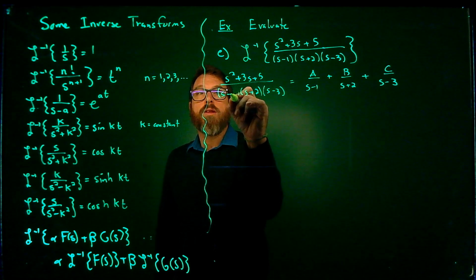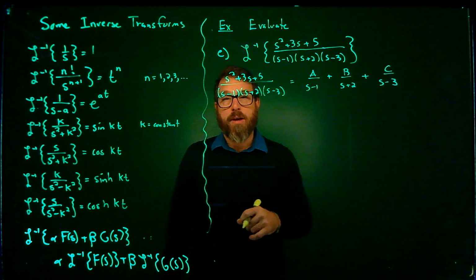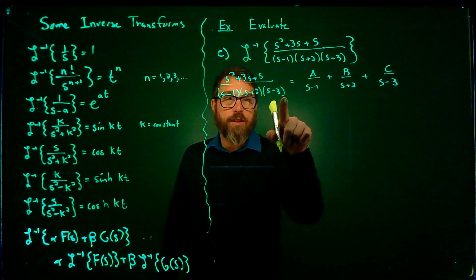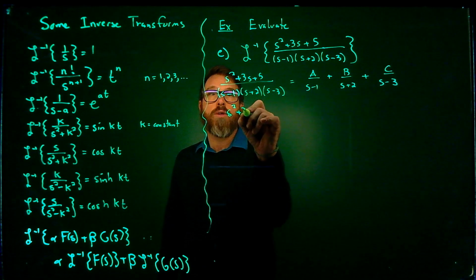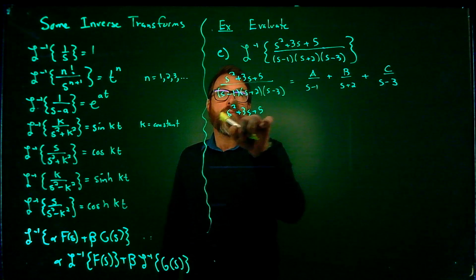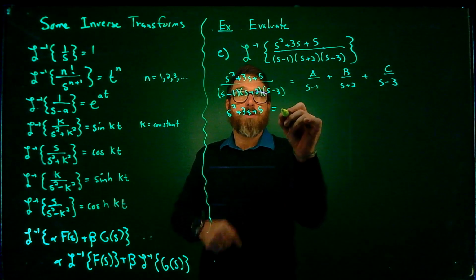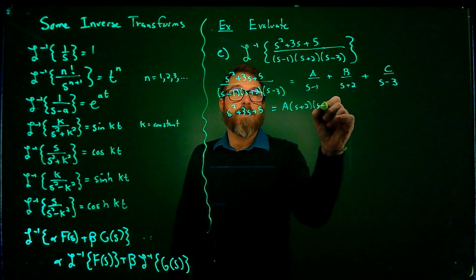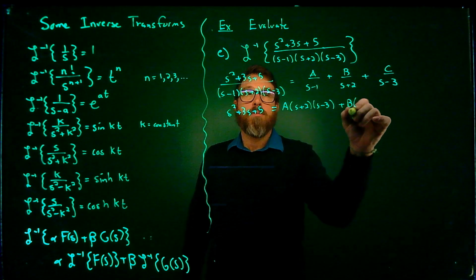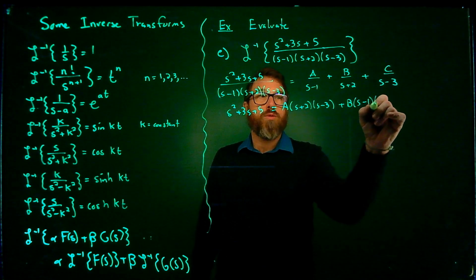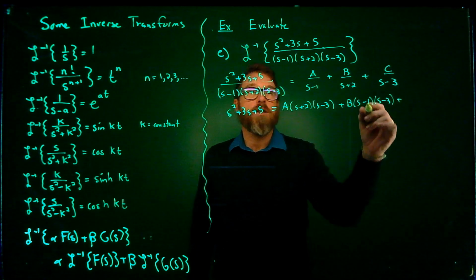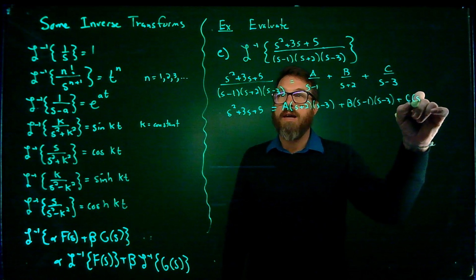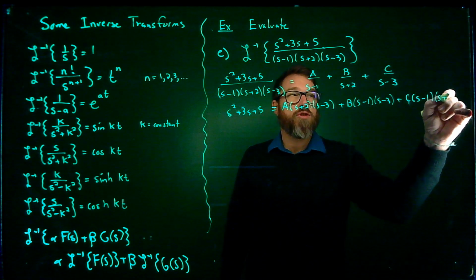Or if these things aren't linear and that method fails, you're going to have to multiply everything by the common denominator. So multiplying everything by these 3 factors, I'm going to have s squared plus 3s plus 5. Multiplying both sides, the s minus 1 will cancel. So this would be a times s plus 2 times s minus 3 plus b times, the s plus 2's will cancel, s minus 1 times s minus 3, plus c times, the s minus 3's are going to cancel, so this will be c times s minus 1 times s plus 2.